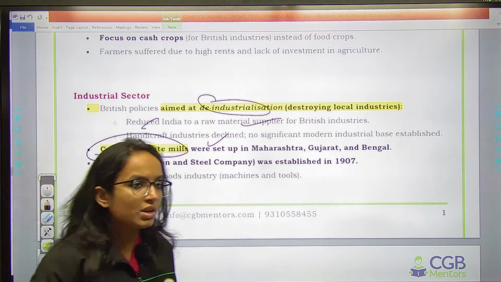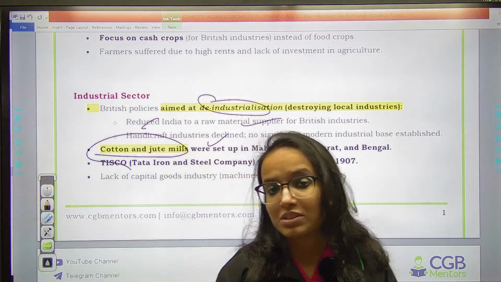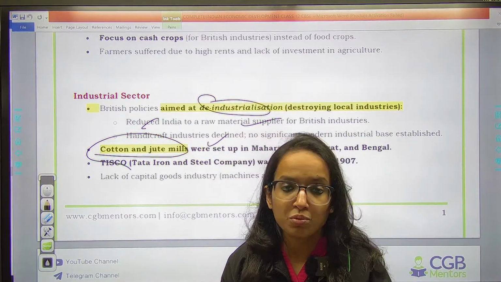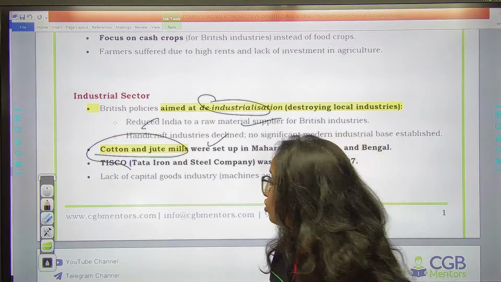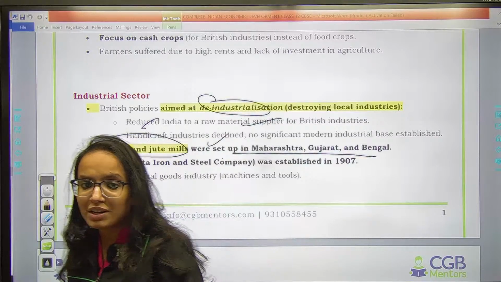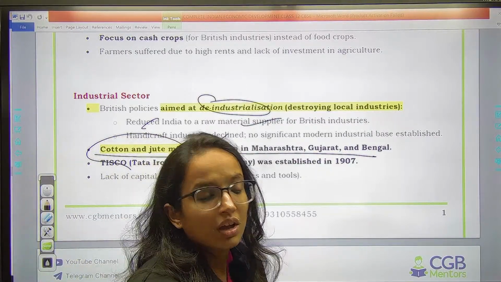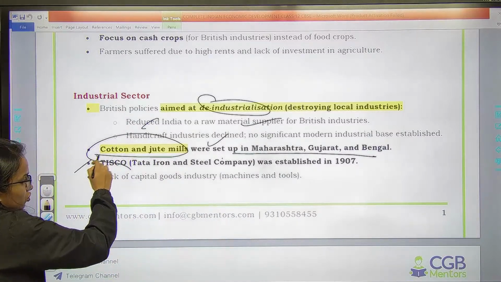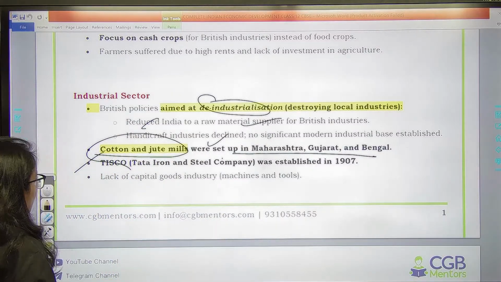You see cotton and jute mills, because these are plantation crops, cash crops. They earn huge money by selling them in the global market. So cotton and jute mills were set up in Maharashtra, Gujarat and Bengal. Jute primarily was set up in Bengal because jute production happens in that area. So cotton and jute mills, remember, were set up in Maharashtra, Gujarat and Bengal.